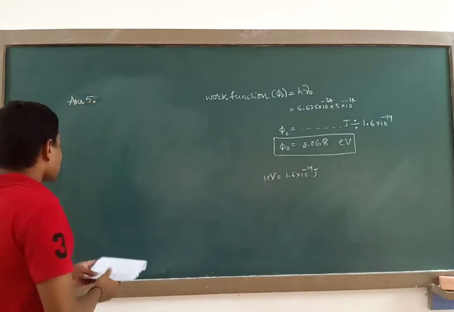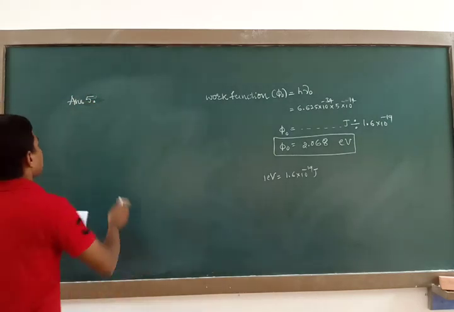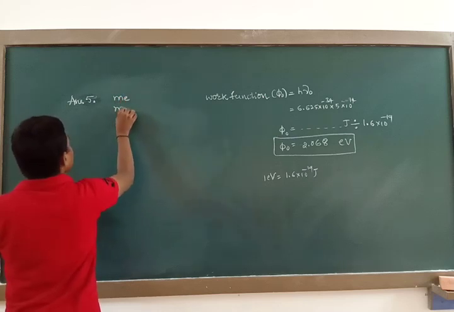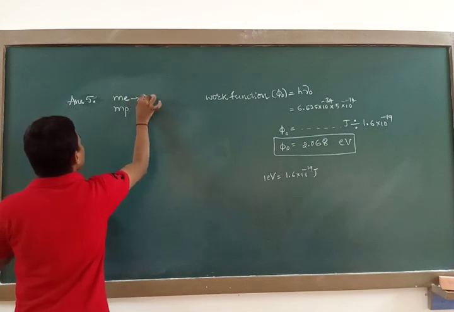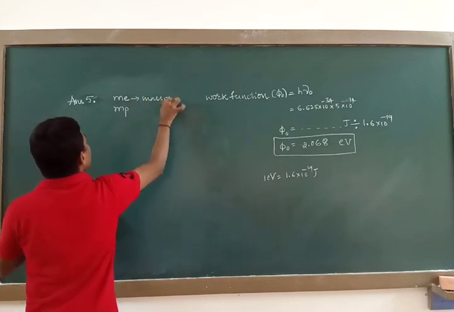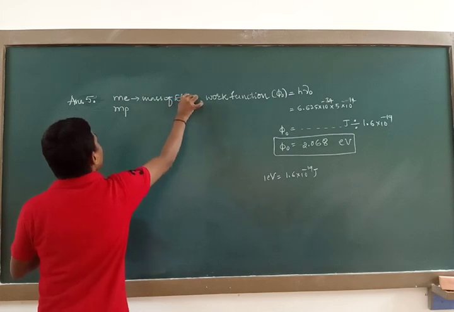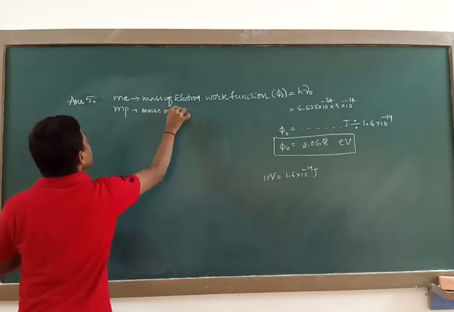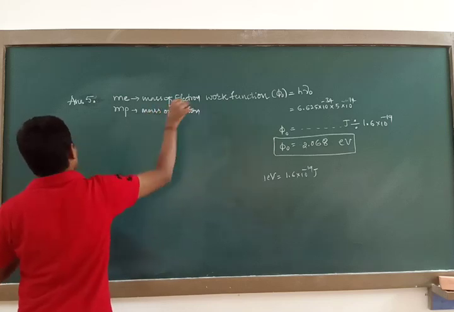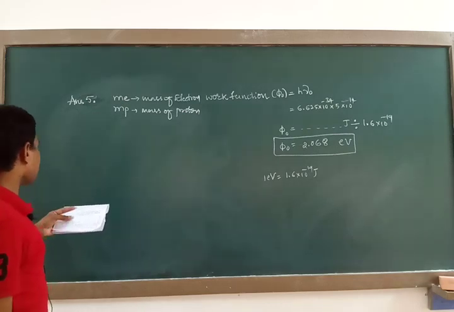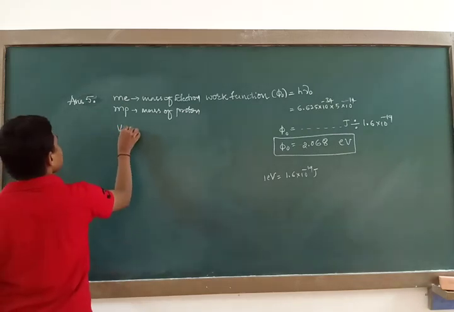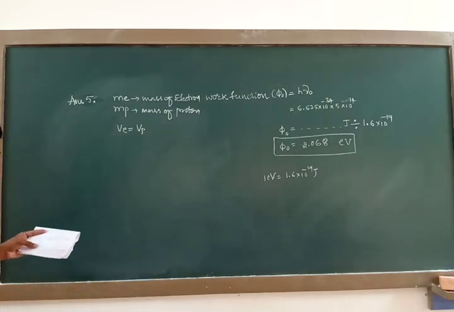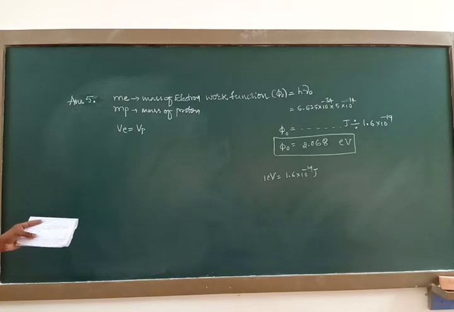Okay, the fifth question is: an electron of mass me and a proton of mass mp are moving with the same velocity. It means the velocity of the electron is equal to the velocity of the proton. Moving with the same velocity means the same speed.